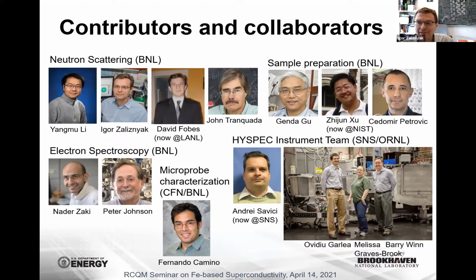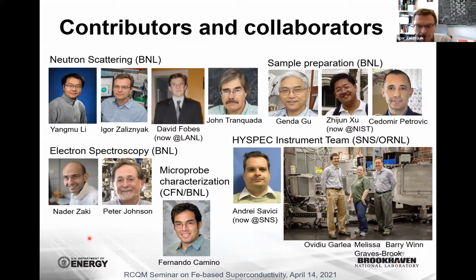As our work progressed, we realized that we needed to comprehensively, microscopically characterize our samples, or small pieces of our neutron samples. That was done at the Brookhaven Center for Functional Nanomaterials in terms of chemical and resistance microcharacterizations in collaboration with Fernando Camino, and then the very comprehensive characterization using micro-resolved ARPES measurements in collaboration with Peter Johnson's group. In particular, Nader Zakia performed a lot of measurements which were analyzed and systematized by Youngmu to obtain the results that I'm going to report to you here.